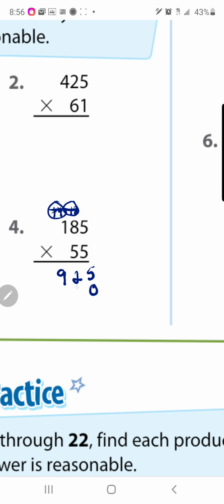So since you're multiplying by 5 again, why don't you just put the same number again? 925. Let's add our 2 partial products. 5 plus nothing is 5. 2 plus 5 is 7. 9 plus 2 is 11. Carry the 1. And 9 plus 1 equals 10. So there's your product, 10,175.